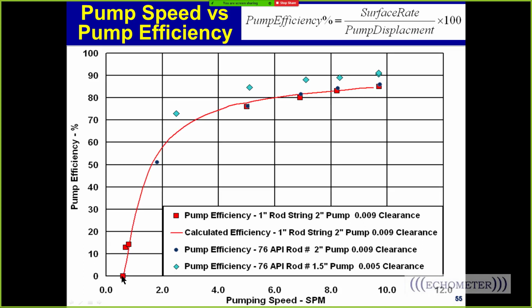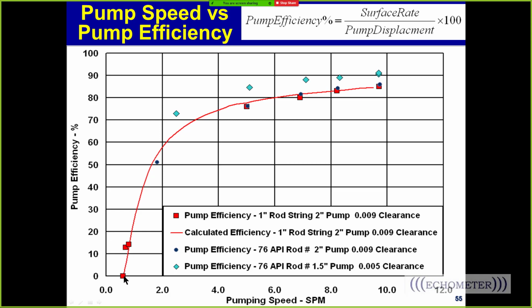This plot right here shows that as you pump slower, the amount of the pump displacement loss to slippage increases. So look, if you were pumping about 1 stroke a minute, then you would only get 15% of your pump stroke to surface, and you lose 85% of it due to slippage.